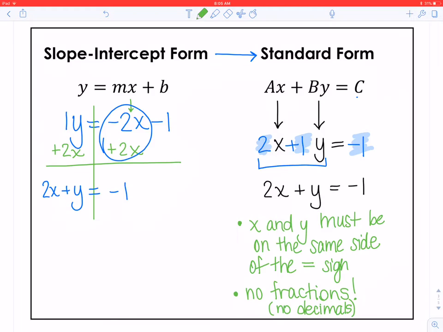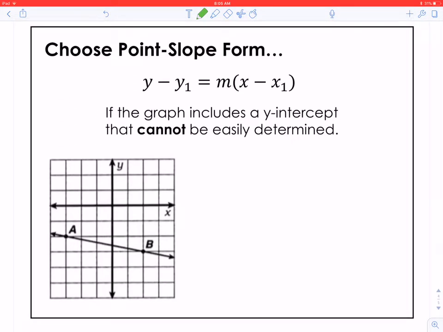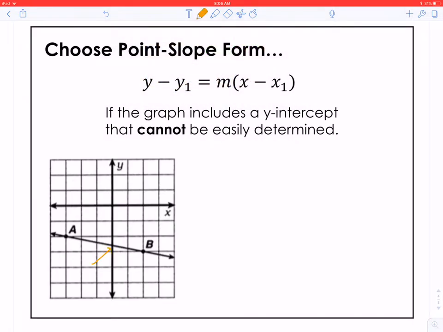Okay, let's look at a new graph. Let's look at this graph of line AB, and we're in the habit of figuring out where that y-intercept is. But when I go to look for my y-intercept, I'm not quite sure what that is. It looks like it might be negative, let's see, 1, 2 and a half. It might be -2 2/3. I'm not really sure.